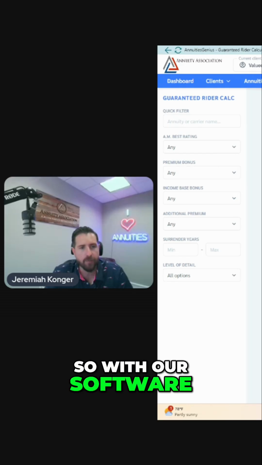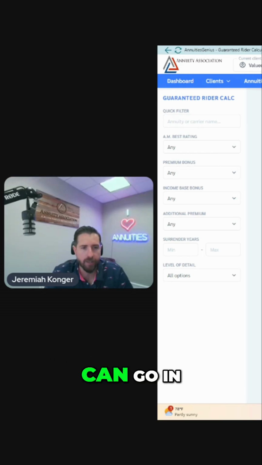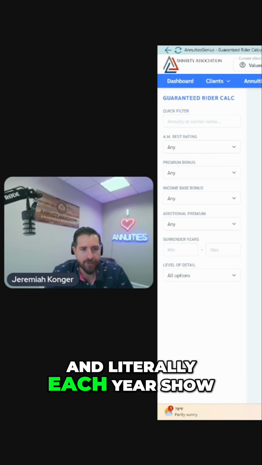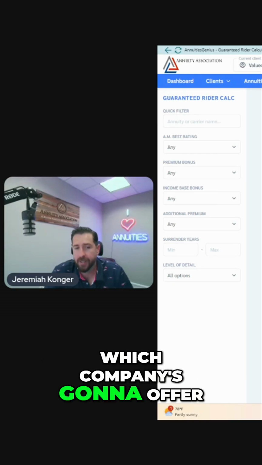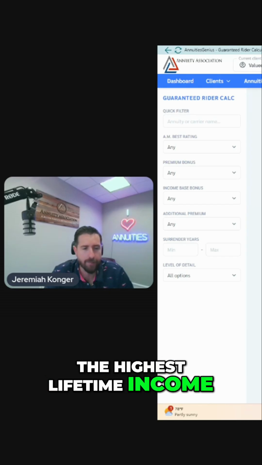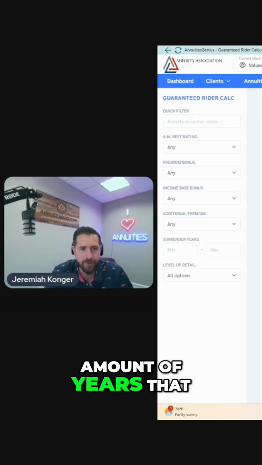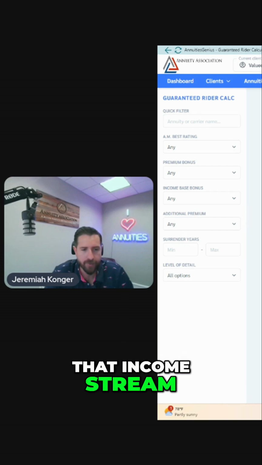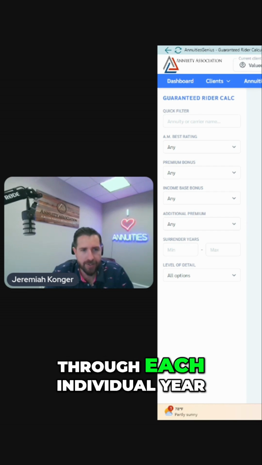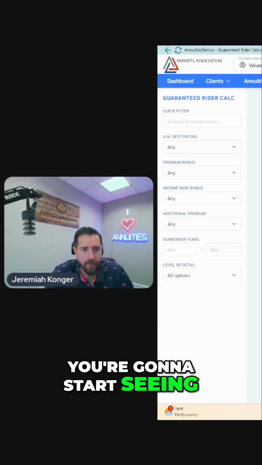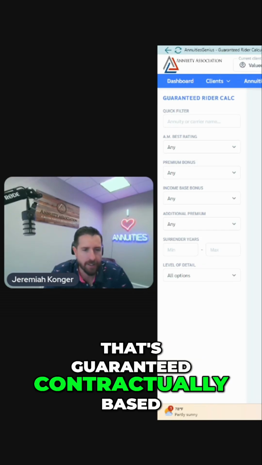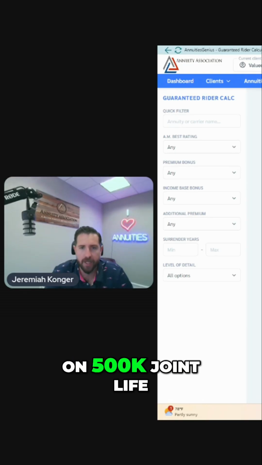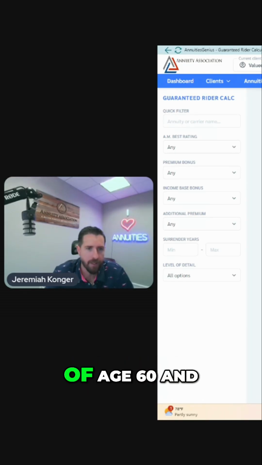So with our software, we have this dynamic deferral bar where we can go in and literally each year show the projection of which company is going to offer the highest lifetime income payment based on the amount of years that they plan to defer that income stream. As we go through each individual year, you're going to start seeing the different carrier names with their ratings and the amount of income that's guaranteed contractually based on 500K joint life for those two people of age 60 and 58 in the state of Texas.